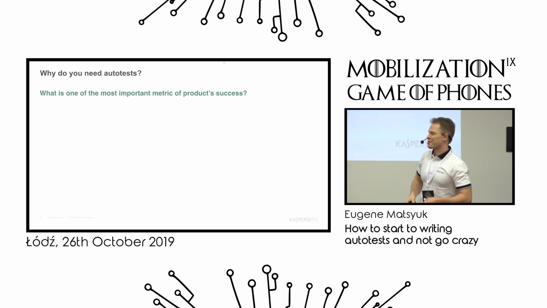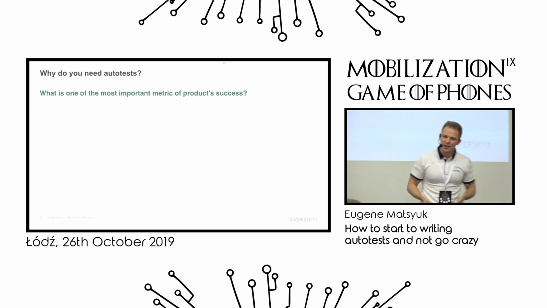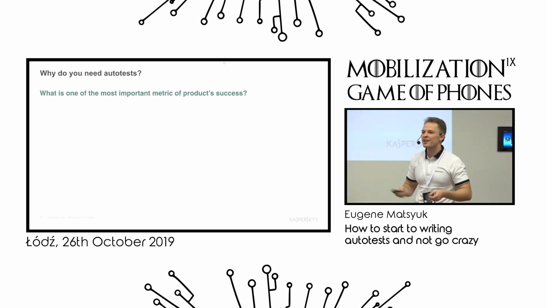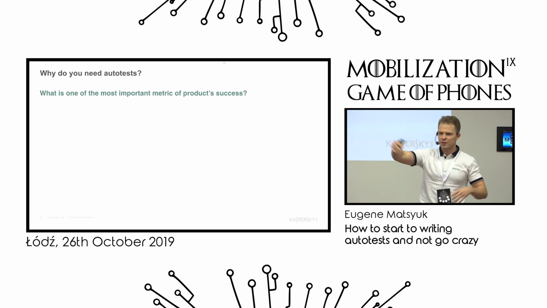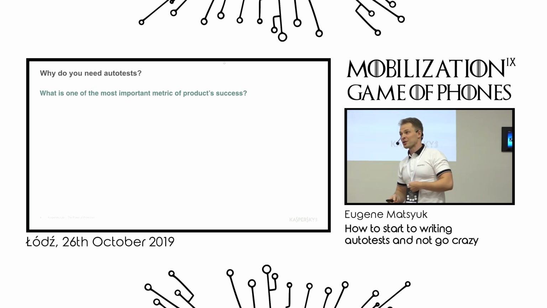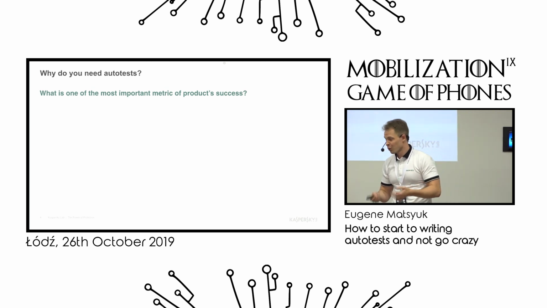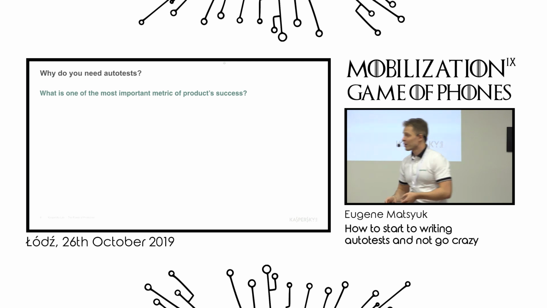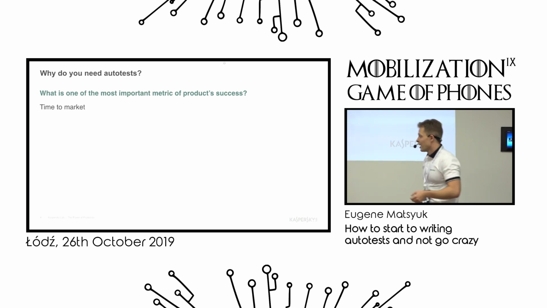Test coverage. Test coverage, okay. But what else? Usability, yes? Profit? Money, maybe? Something else? Maintainability? Yeah. So all of this is really important, but one of the most famous metrics now is time to market. What is it?